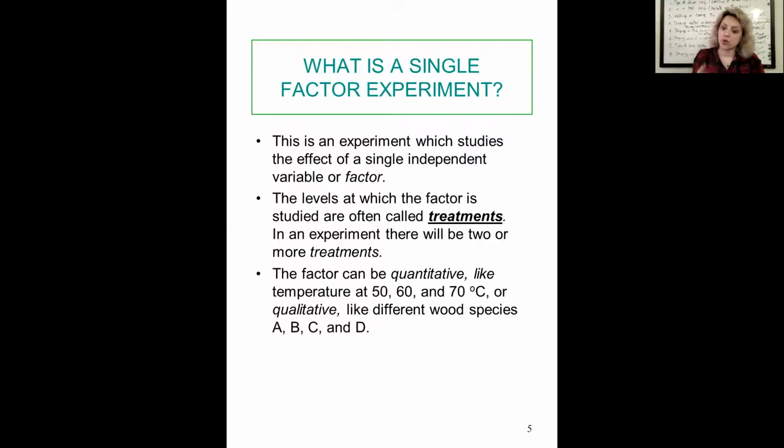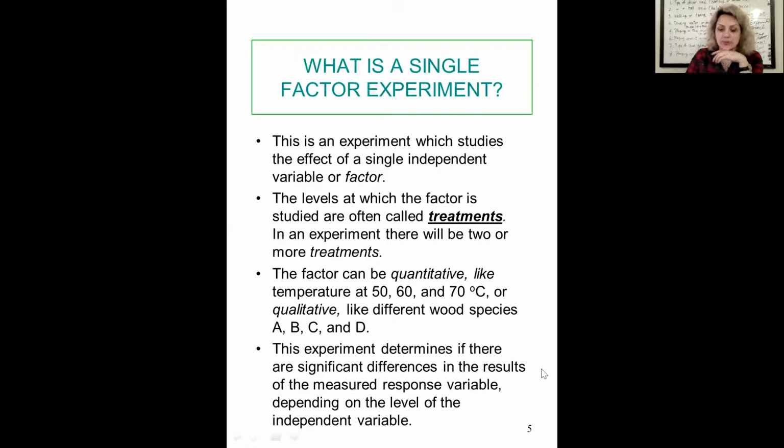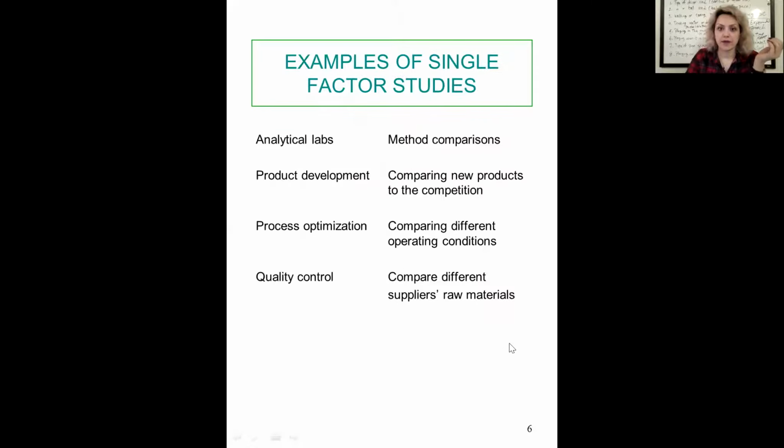When we are talking about qualitative, we would say something like wood species A, B, C, D, or other examples, like drinking water or not, or something else. That's qualitative. So drinking as a factor is going to be qualitative in the golf example that we had. This experiment determines if there are significant differences in the result of the measured response variable, depending on the level of the independent variable.